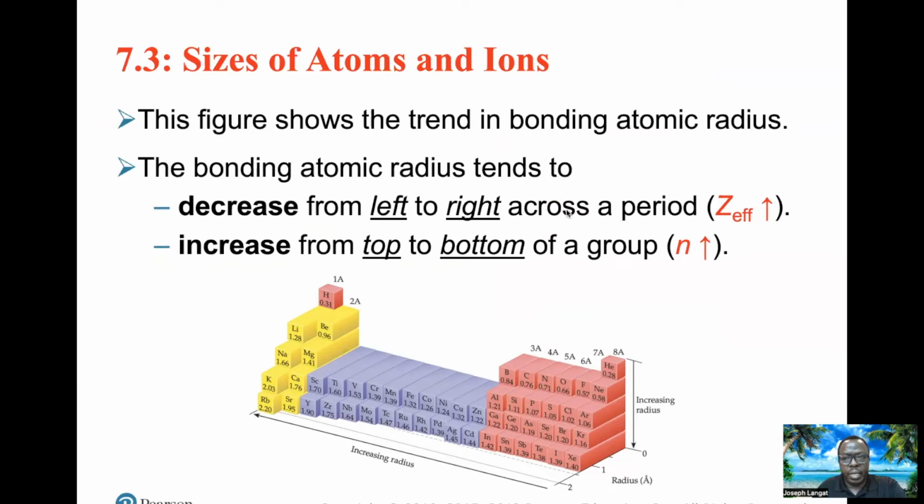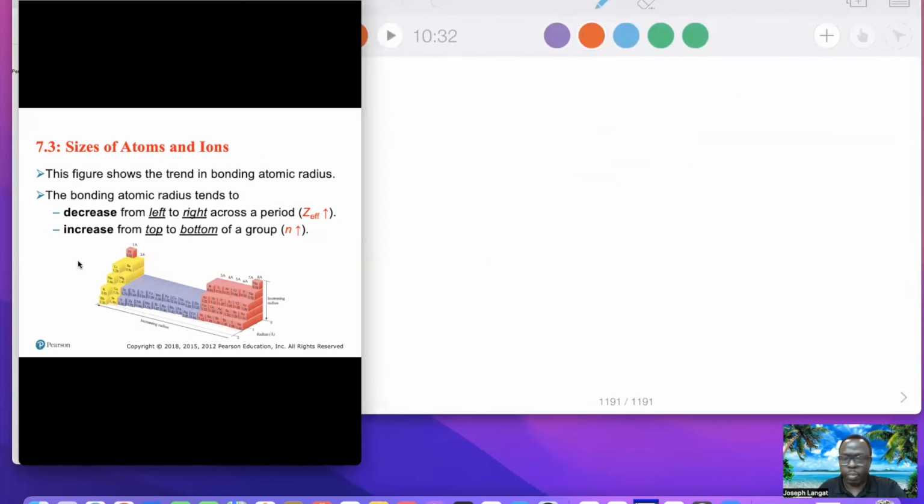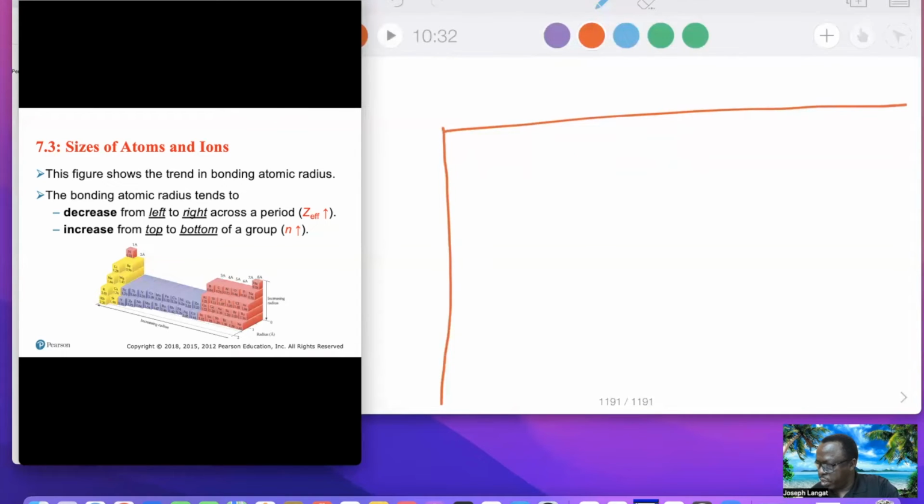Nevertheless, you need to understand that moving from left to right, atomic radius decreases because of what? C effective. Why is C effective increasing? The reason why we see this pattern is, if I'm going from left to right, it's the same size, all right? Because you are not increasing the shell when you are adding the electrons, it's going to be on the same shell, whereas the nuclear charge keeps on increasing.